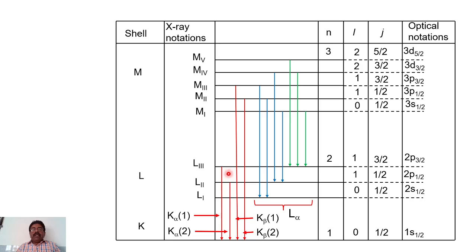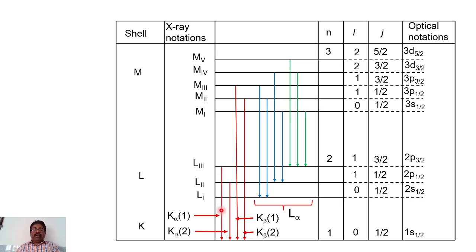Because of this, there are two possibilities. The electron from L shell can either jump from L third to K or L second to K. Depending on from which level it has jumped to K shell, the energy will be different. The energy difference is different, therefore the photon given out will have a different wavelength.